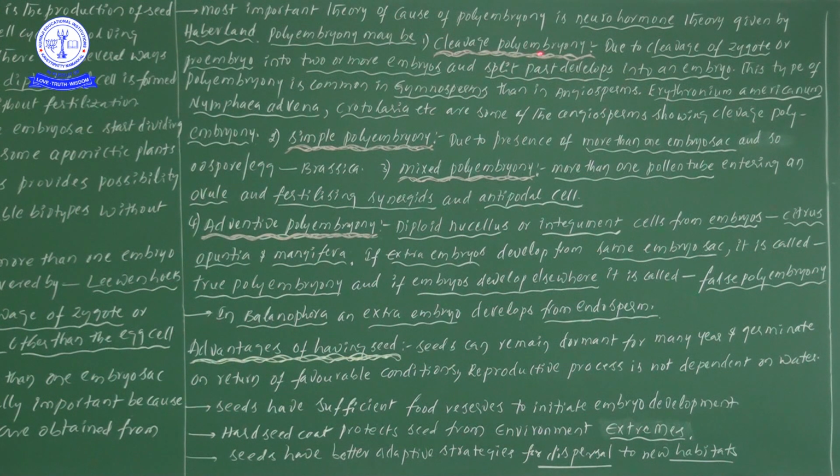Next, there are different types of polyembryony. Let me give you the side headings first; later let us discuss them one by one: cleavage polyembryony, simple polyembryony, mixed polyembryony, and adventive polyembryony. First of all, try to memorize the side headings. When you have all the side headings in your mind, the information comes easily.